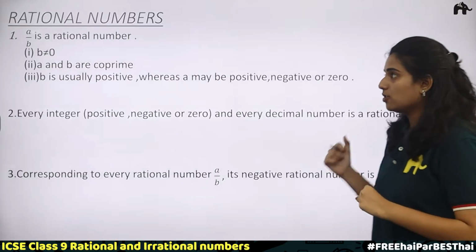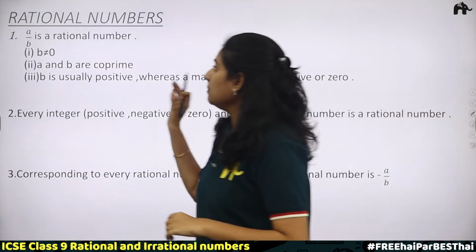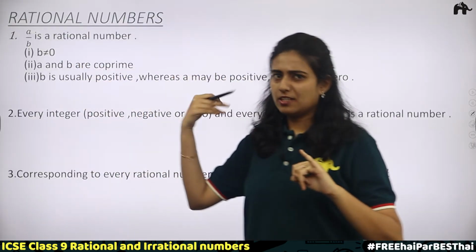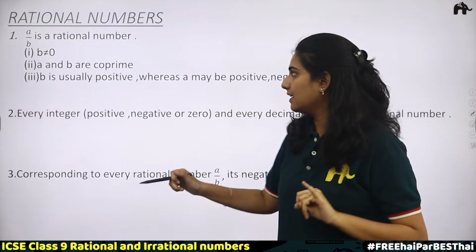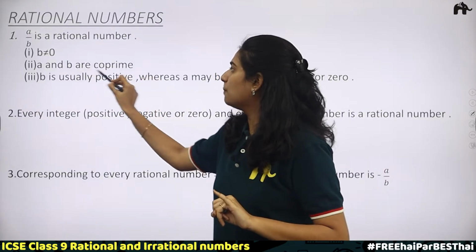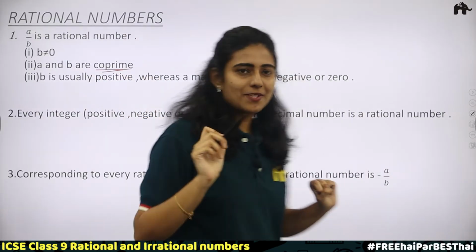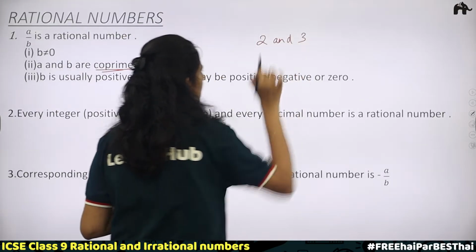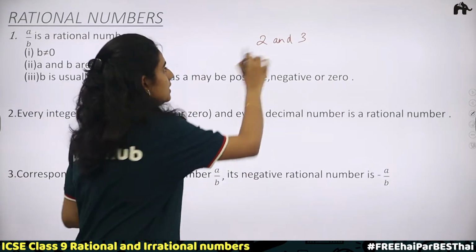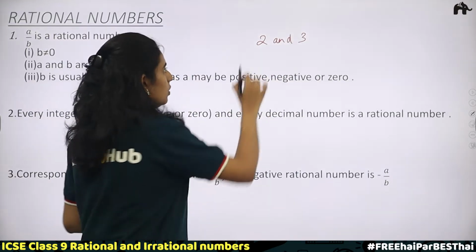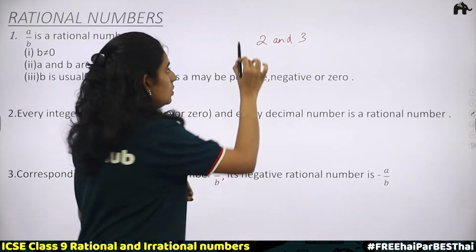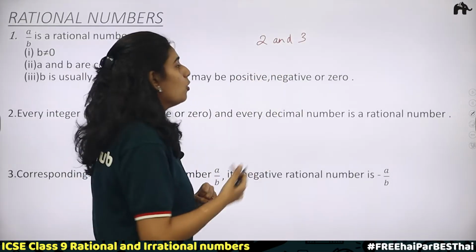Let's understand more about rational numbers. First, A by B is a rational number. First condition is B should not be equal to 0. The important condition is A and B should be integers. Then A and B are co-prime. What are co-prime numbers? So for example, if you are taking 2 and 3. Okay. Is there any common factors to these numbers? No, right? 2 into 1, this is 3 into 1. There is no common factors. Okay. So 2 and 3 we can call it as co-prime numbers.